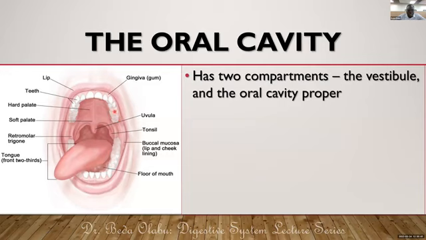The region external to the dental arch is the vestibule of the mouth, and the region contained within the dental arch is the oral cavity proper. So things like the tongue are within the oral cavity proper.